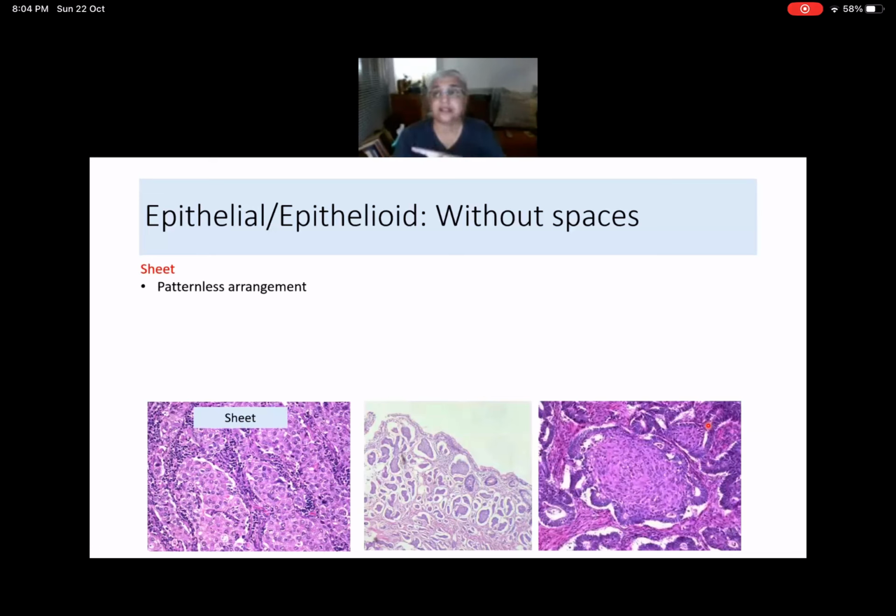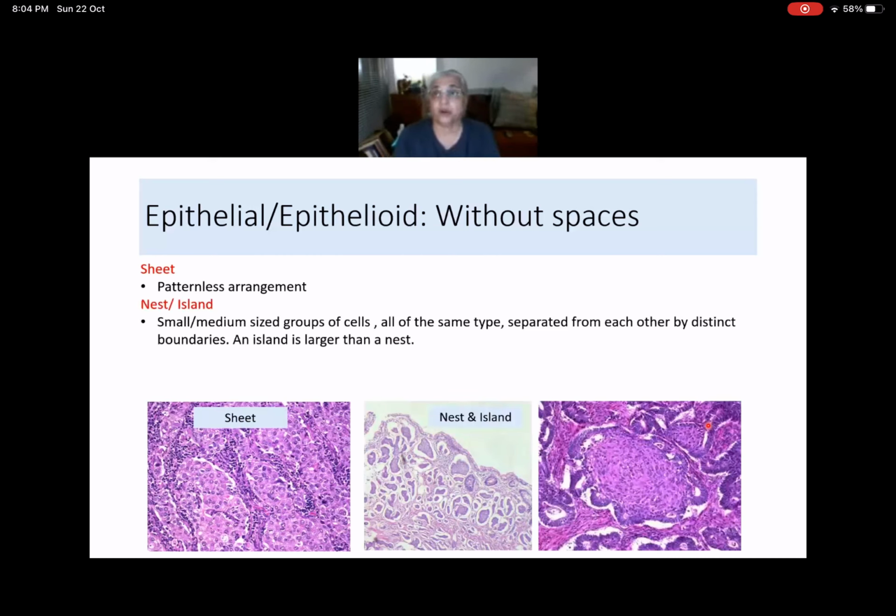Now, what do you call this pattern? Here on the right hand side, Sudesh? All right. That's a sheet. And I told you a sheet is a patternless arrangement. The cells are in no pattern at all. It's the stroma that is causing a dissection through this. The second one is nest or island.